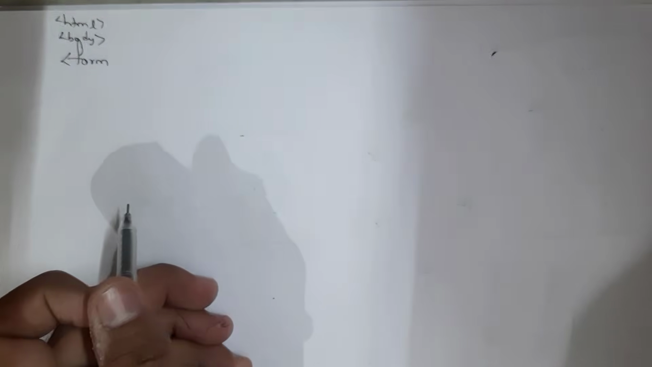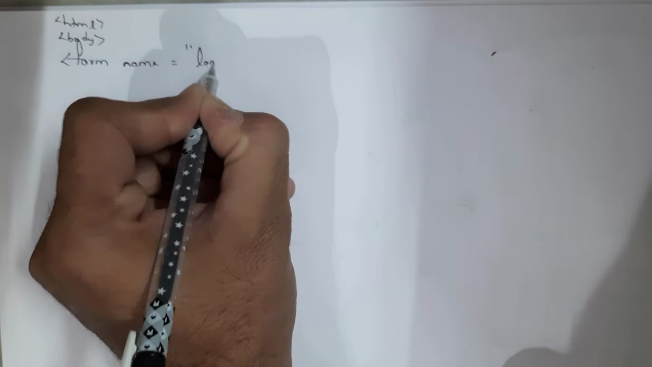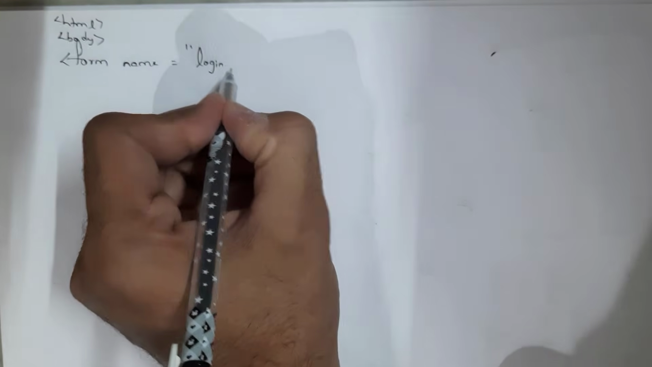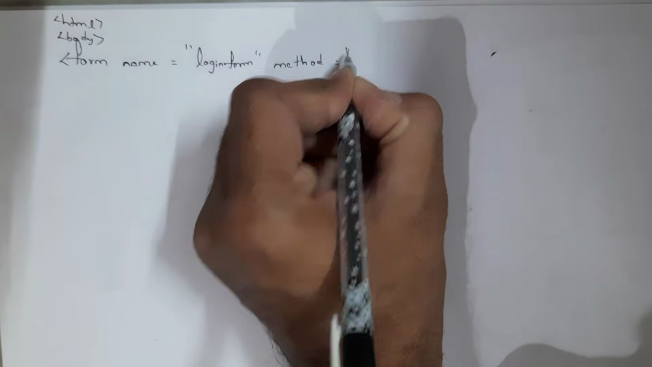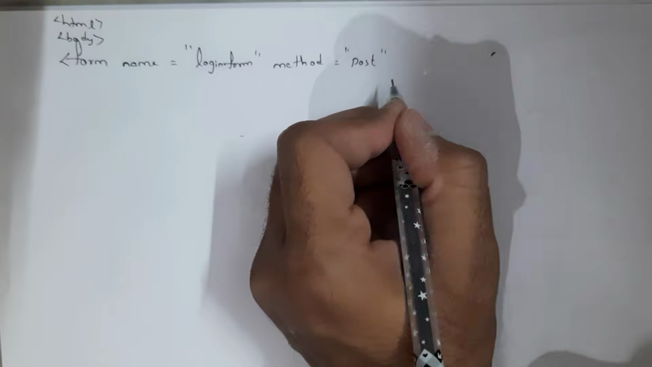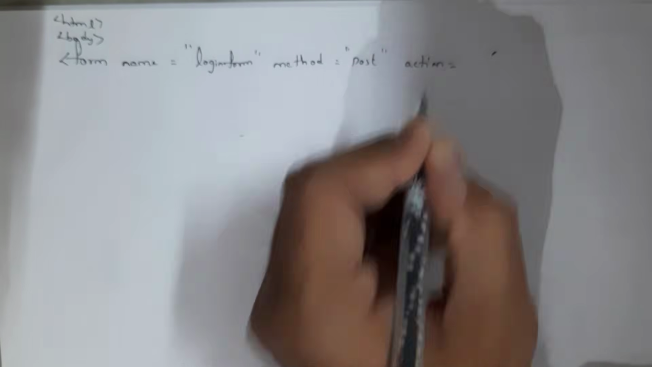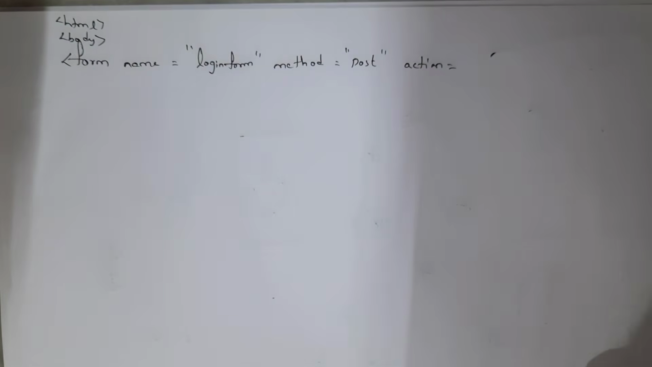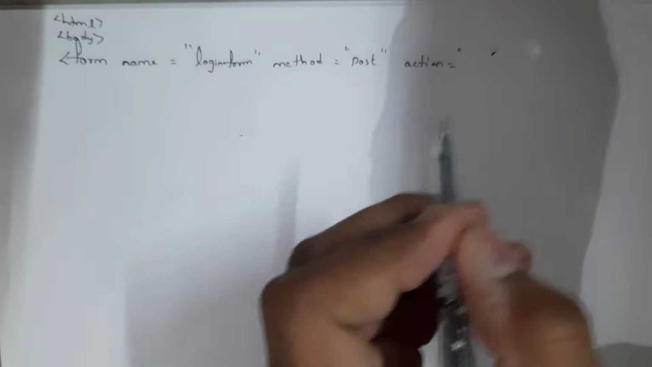I am creating login form that contains name, password and one submit button. For that, first open HTML and body. Inside body I open form tag because we are creating form, and form name is login form. This is name which I have given, login form. And method is post. You can also use get method here. And action, in action we need to enter URL. You need to paste your link here.